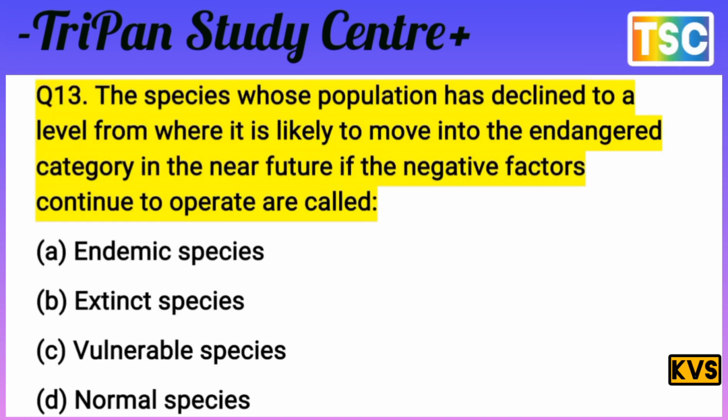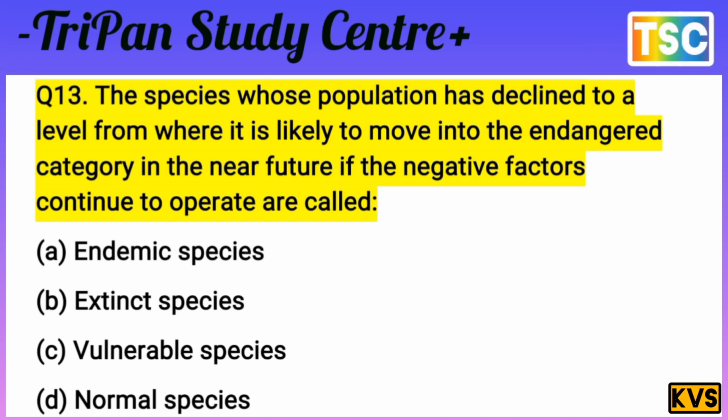The next important question is on screen. The species whose population has declined to a level from where it is likely to be moved into the endangered category in the near future, if the negative factors continue to operate, are called. I repeat the question again: the species whose population has declined to a level from where it is likely to be moved into the endangered category in the near future, if the negative factors continue to operate, are called. The options: A, endemic species; B, extinct species; C, vulnerable species; and D, normal species. First of all, test your knowledge. I give you a few seconds.